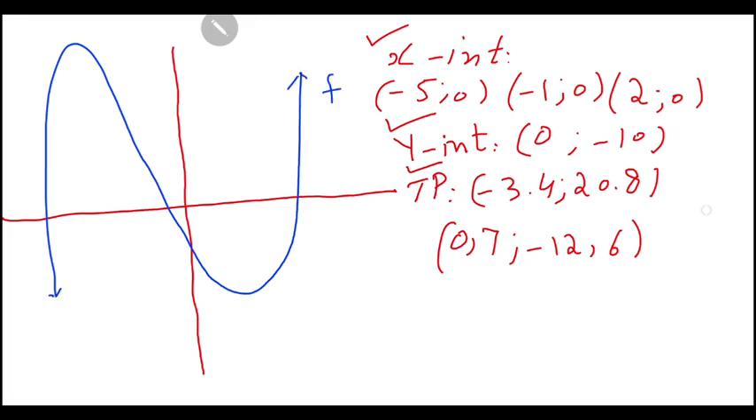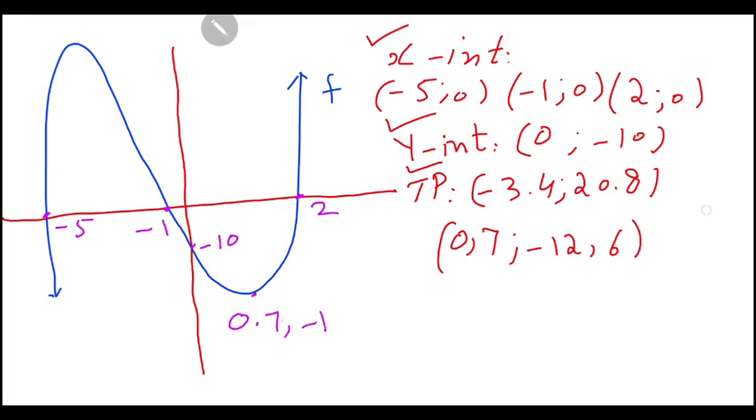So there we go, this is my f. These are my three x-intercepts: negative 5, negative 1 and positive 2, and this is the y-intercept, negative 10, and this is the turning point (0,7).